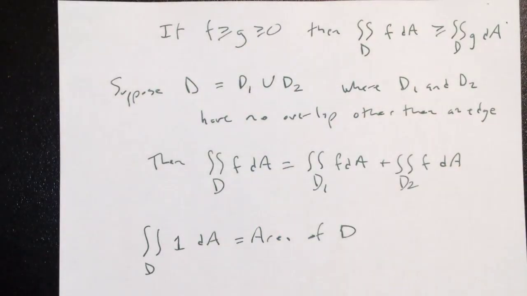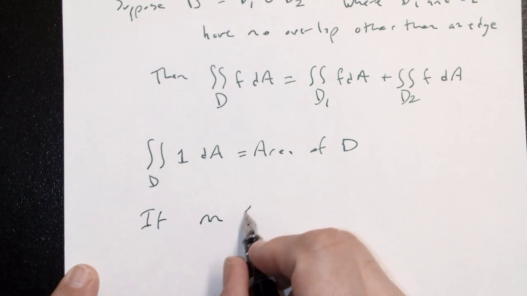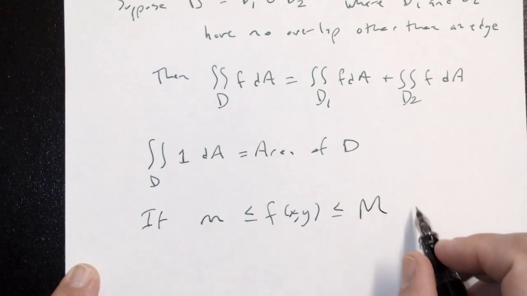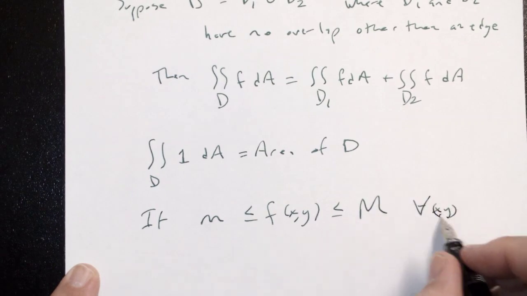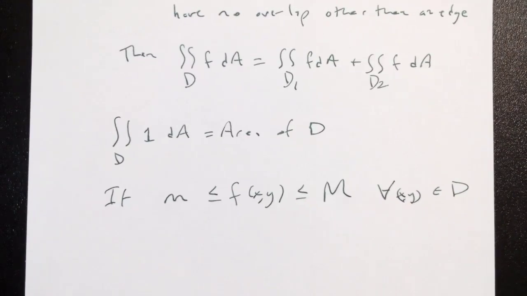If I have a number that's smaller than my function and a number that's bigger than my function, I can bound it the same way. If m is less than or equal to f of x, y, which is less than or equal to capital M, for all x, y in my domain. Sorry, I just realized I used that symbol without thinking about it. That upside down capital letter A means "for all." Some of you haven't taken discrete math and might not have seen that symbol before.